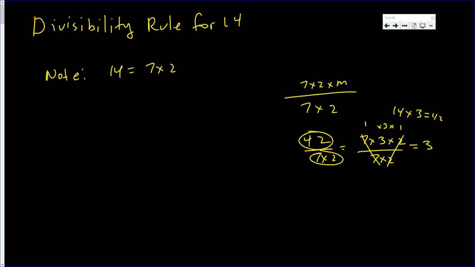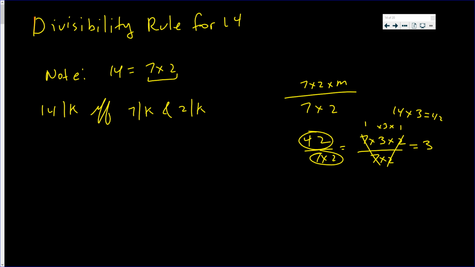So 14 divides k if and only if 7 divides k and 2 divides k. It's very important that 7 and 2 are relatively prime. Nothing goes into both of them. And then we have the rules for 7 dividing k and the rules that are needed for 2 to divide k.